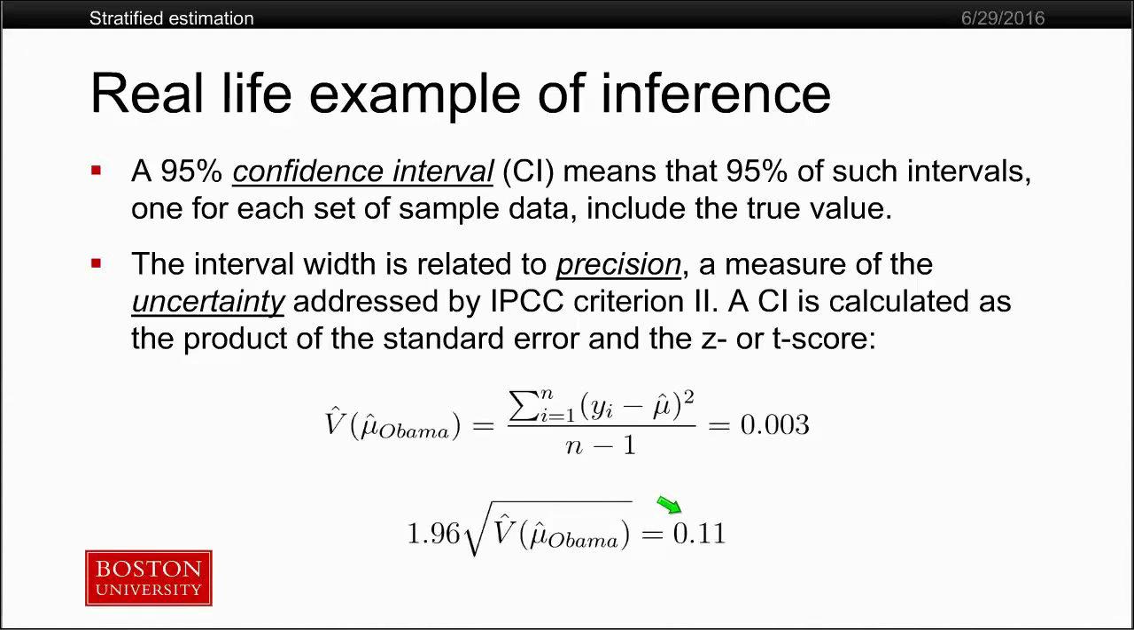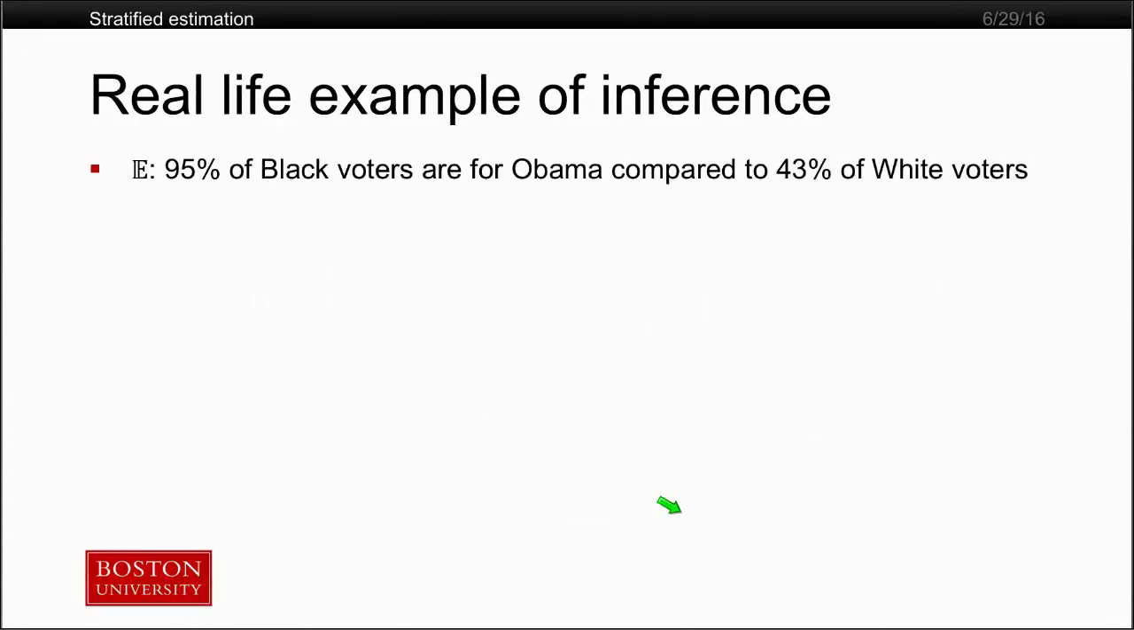Now, to make this a little bit more interesting, we know that the electorate is very diverse. We have people of different ethnicity. We have people of different cultural background living in different parts of the country, different educational backgrounds, different jobs, and so on and so forth. And we know that these different ethnic and socioeconomic groups and geographical groups vote very differently. For example, we know that the black part of the electorate votes primarily for Obama. In 2008, we could expect that 95% of black voters would vote for Obama, compared to only 43% of white voters.